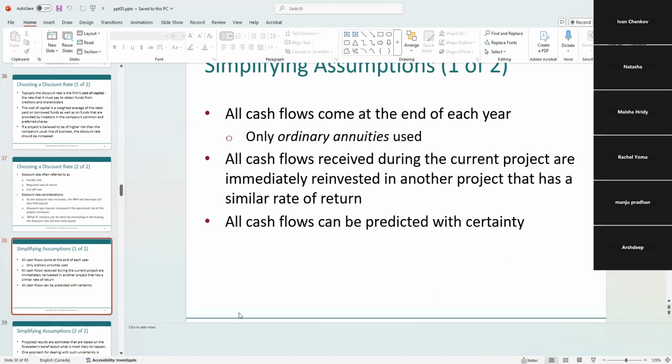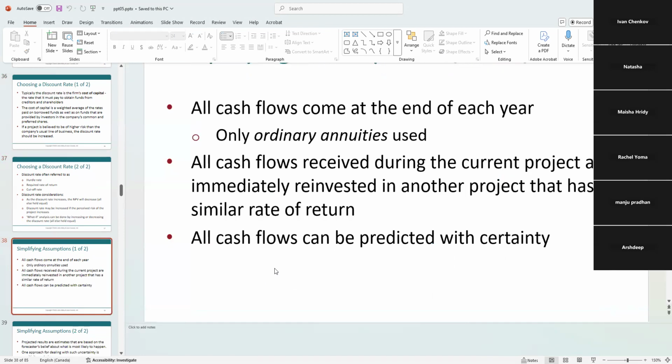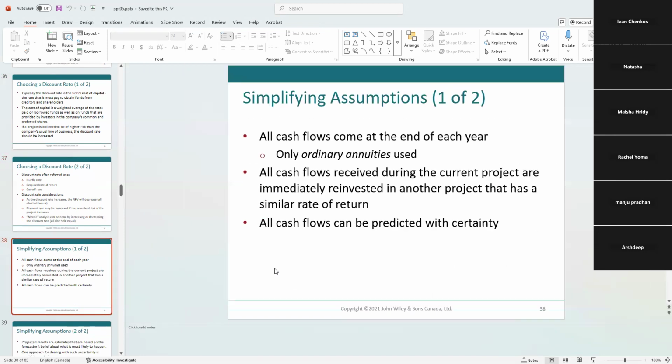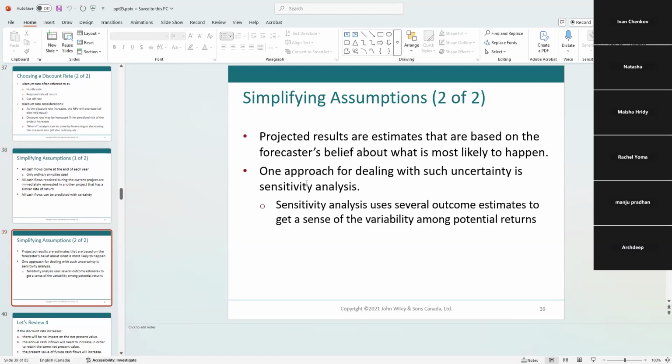The simple assumptions here are that all the cash flow comes at the end of the year. All the cash flow received during the period is immediately reinvested, and all the cash flow can be predicted with certainty. Also, the projected results are based on the forecast, which is believed to be the most accurate and is going to happen.